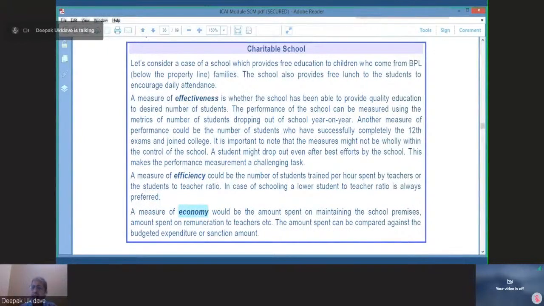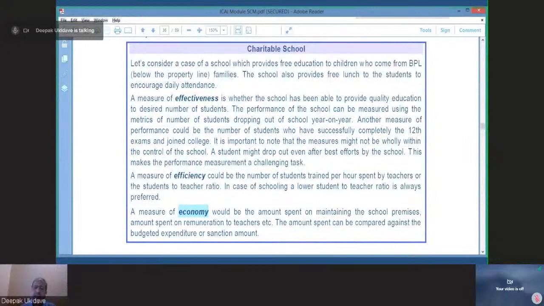So that's all. This is the case study which I wanted to explain to you on the charitable school. To sum up the three performance measures: effectiveness in terms of the number of children dropping out from the school, the number of children going for higher studies, the number of children passing out of 10th-12th standard and joining degree college. These are the quantifiable performance measures, and that indicates the effectiveness of the school, the purpose for which the school was set up.